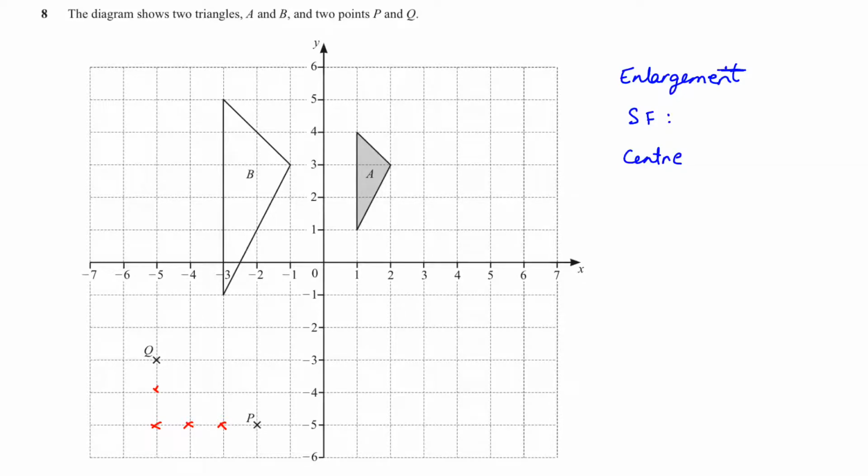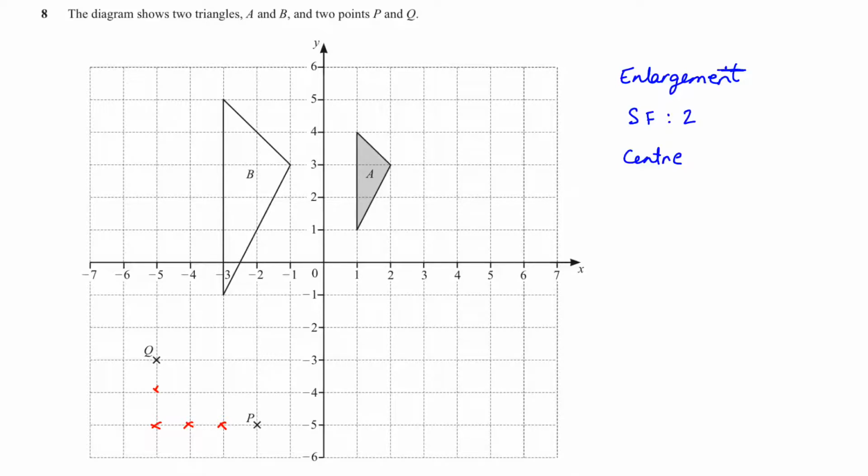What is the scale factor? Choose any one side. Let's choose this one. So this is 1 and this is 2. So A has been enlarged by 2. The scale factor is 2.